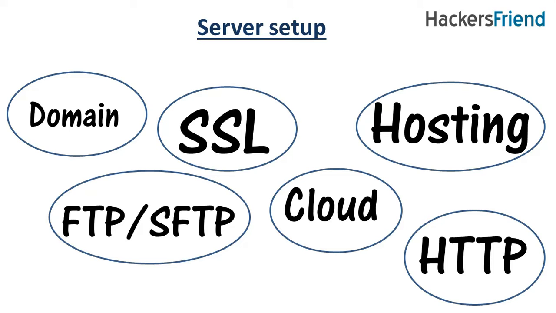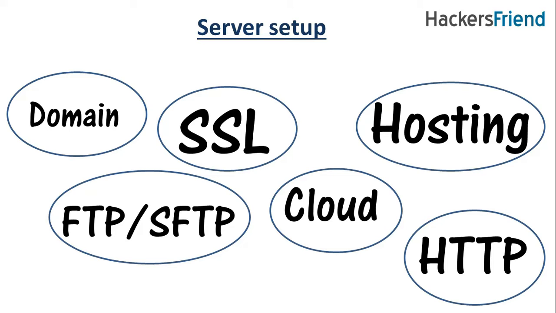Domain names are the addresses of websites like google.com, wikipedia.org, or hackersfriend.com. In order to get one, you will have to choose one that is available, then purchase it from a domain registrar like Namecheap, Google Domains, or GoDaddy, wherever you want to buy them. These companies register the domains with the ICANN. ICANN stands for Internet Corporation for Assigned Names and Numbers.